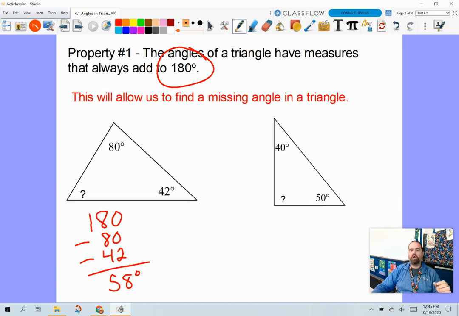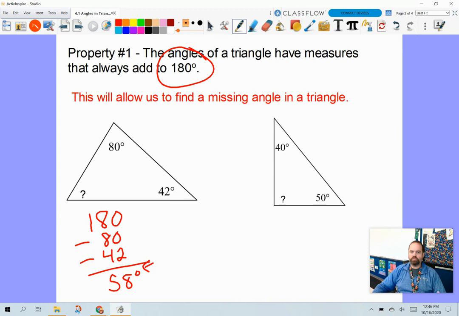Now, when you go to answer these on your homework, it's going to be real similar to this. You're going to have a picture. I'm going to give you two angles and ask you for the third. When you type in your answer, you're not going to be able to insert that degree symbol. So what I'm looking for is just 58. You don't have to type in the word degrees. You don't have to try and create some sort of degree symbol to put in there. It just is 58.